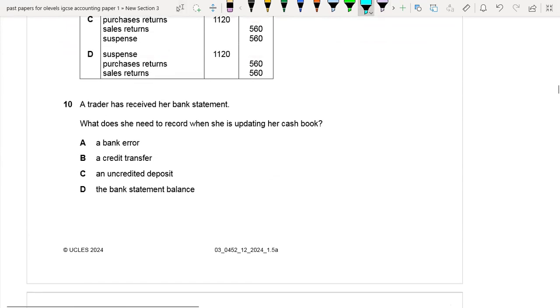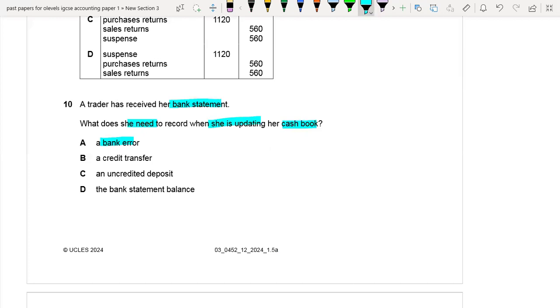Okay. So the trader has received her bank statement. What does she need to record when she is updating her cash book? Bank error. So this is a bank error. This would be recorded in the bank reconciliation statement, not in the updated cash book.